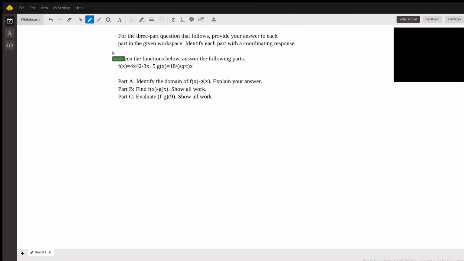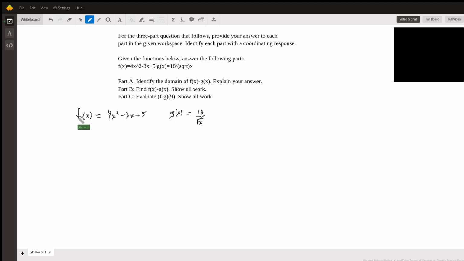The student probably is taking Algebra 2. It's a pretty classic question. So let's get started. We have these two functions, f of x, which is 4x squared minus 3x plus 5, and g of x is equal to 18 over the square root of x.